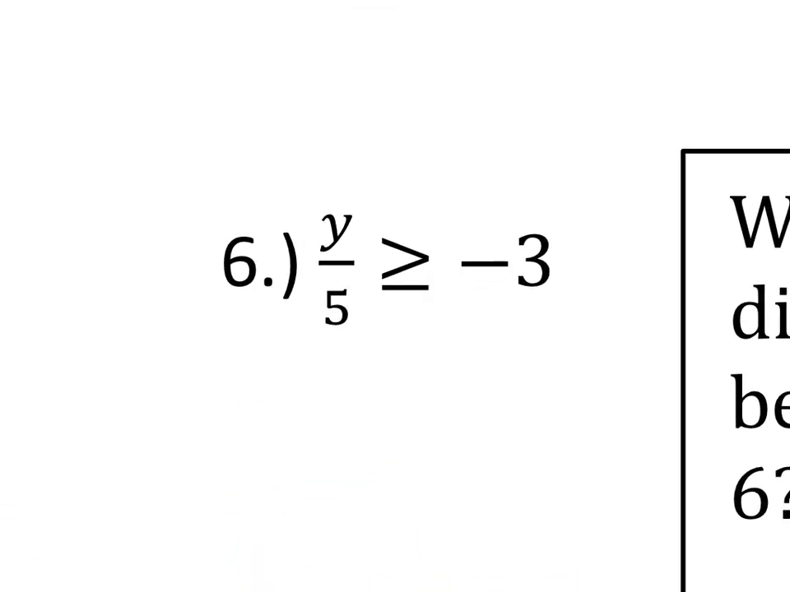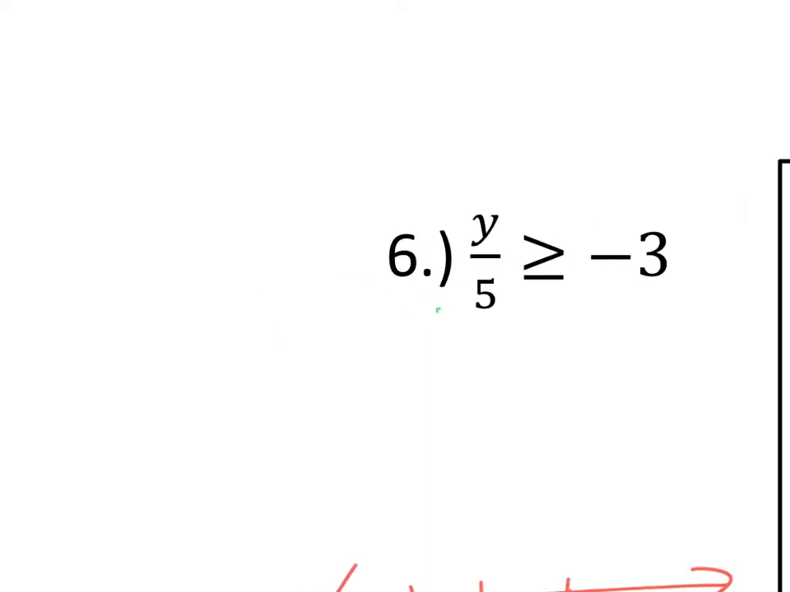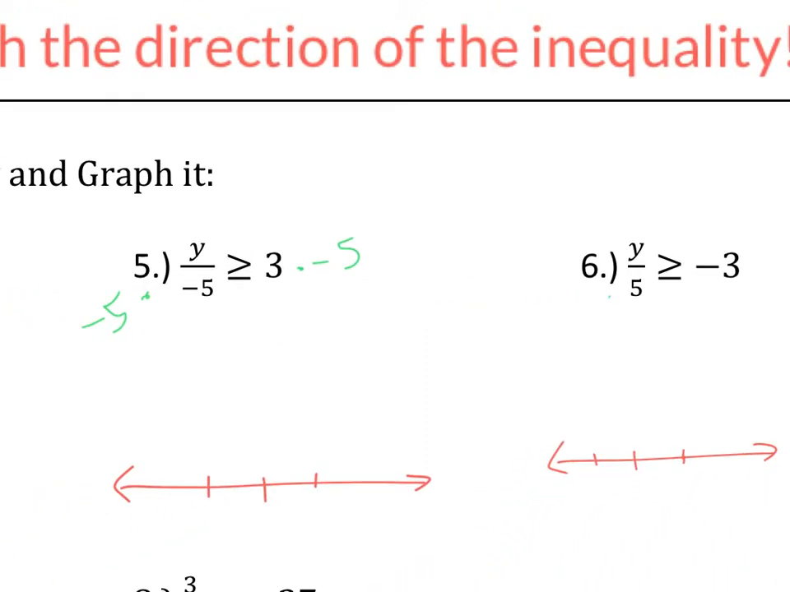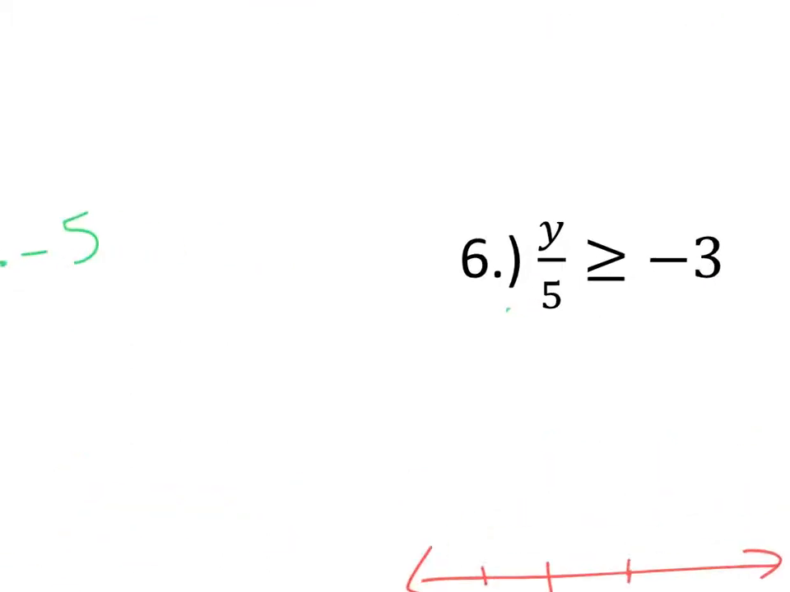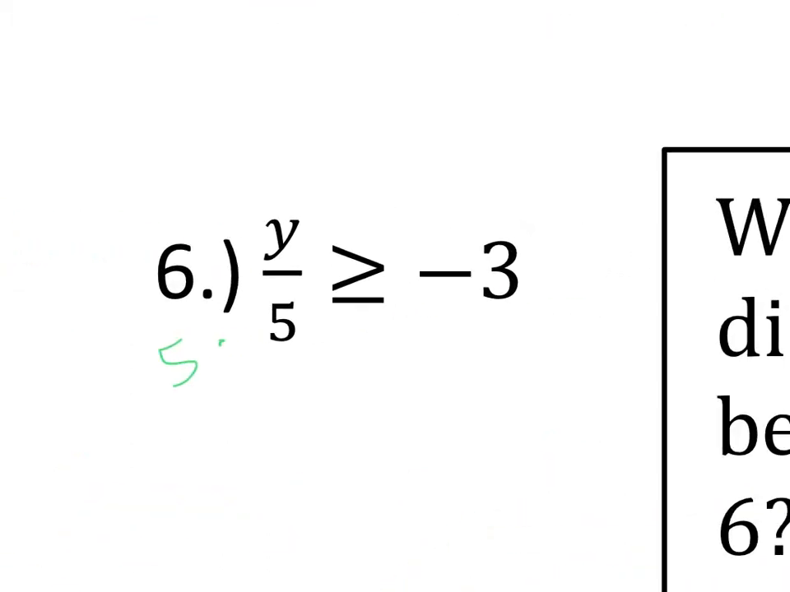Here I've got y divided by 5. Now notice here, and that's greater than negative 3. Notice how 6 says y divided by negative 5. So here I got the negative down here in the denominator. Here I've got the negative on the other number on the other side of the inequality. So when I go to solve number 6, notice I multiply by 5.